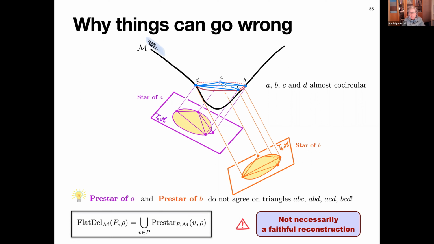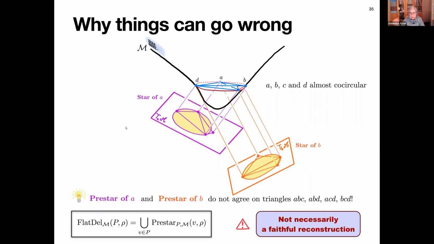So that in the pre-star of A, you will get two of the triangles of the tetrahedron ABCD, and the pre-star of B will get the two other faces of that tetrahedron. So that in the flat Delaunay complex, you will get the 4 faces of the tetrahedron. So if in addition you have all the points elsewhere, you would get this small cavity in your reconstruction, and you don't have homomorphism. So you don't have a faithful reconstruction.